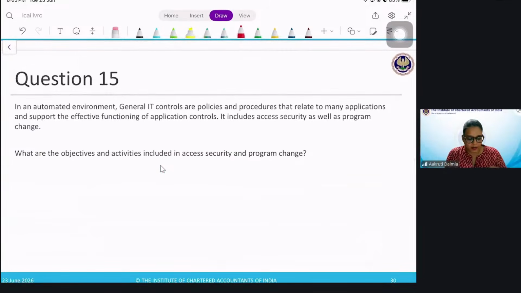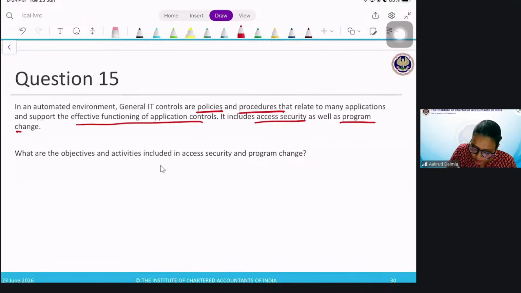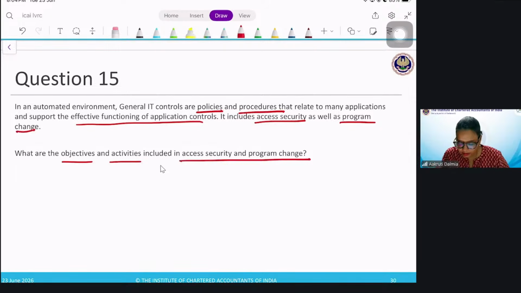In an automated environment, general IT controls are policies and procedures that relate to many applications and support the effective functioning of application controls. It includes access security as well as program change. What are the objectives and activities included in access security and program change?